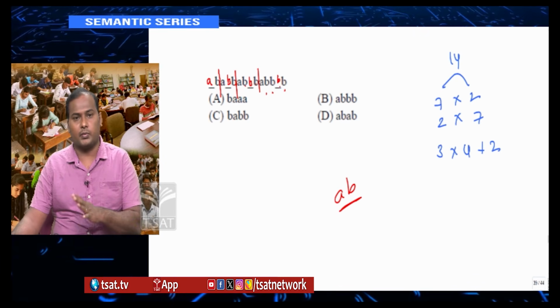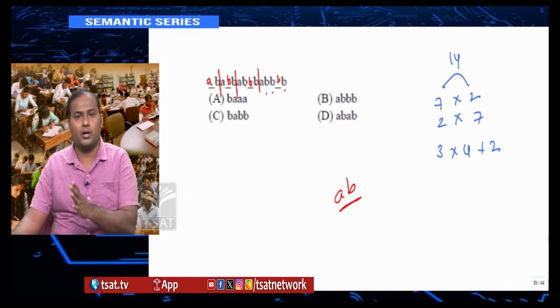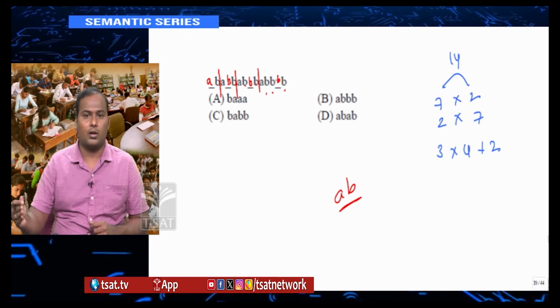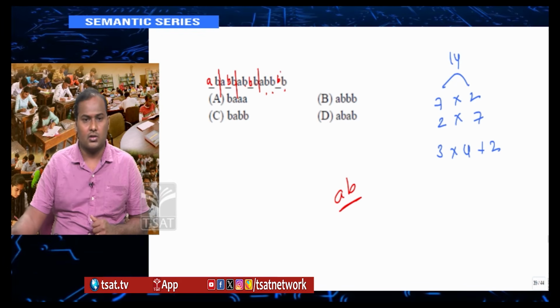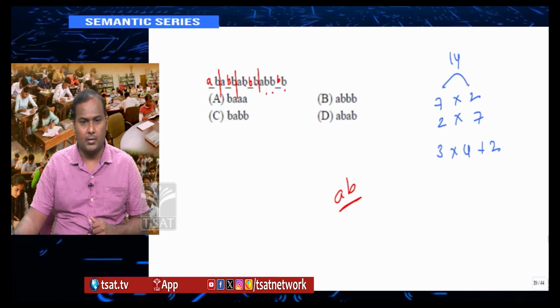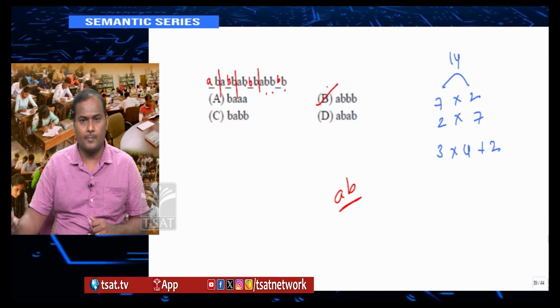Next one, 4 B's added. So A is single and he keeps on increasing B from one block to the next block. So this is the kind of pattern he is following. So your answer will be A, B, B, B. So the answer is option B.